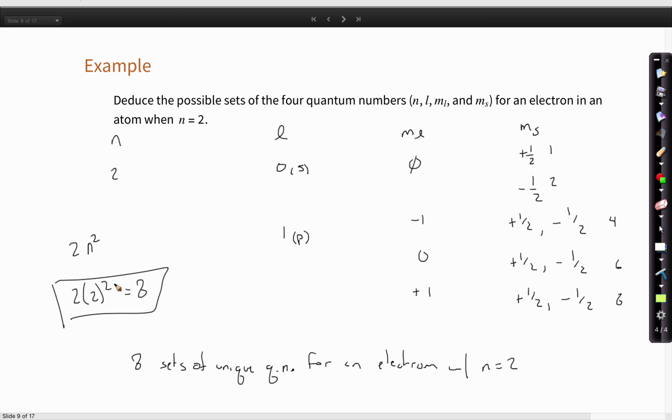Notice as n gets bigger, this number is going to go up like crazy. So for n equals 3, 3 squared is 9, 9 times 2, there are 18 possible ones. And then when you get to 4, 4 squared is 16, 16 times 2 is 32. There are 32 possible combinations for n equals 4. So as we go up, this gets more and more complicated.